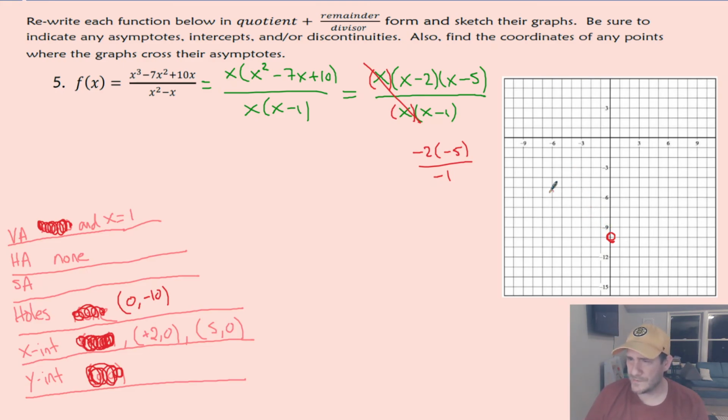So let's keep going. Let's plot what we do have. We do have a vertical asymptote at 1. I think I can stand by that.